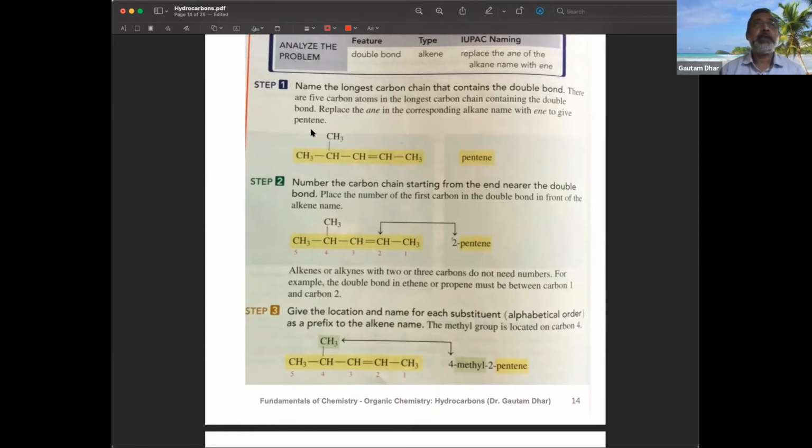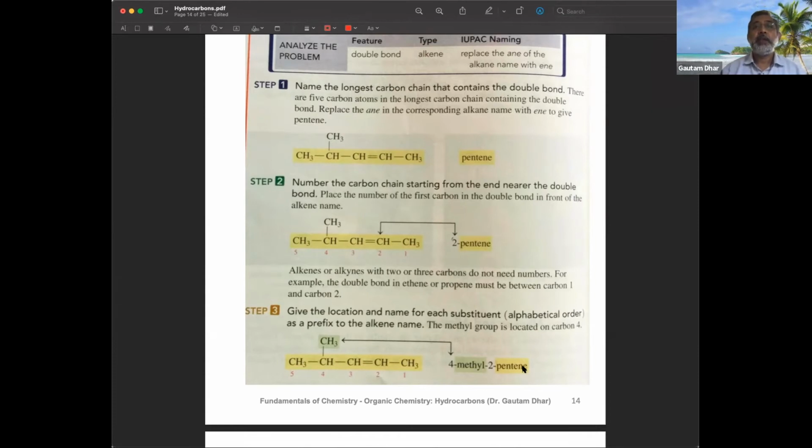Now there's a substitution at CH3, where 1, 2, 3, 4. So 4-methyl-2-pentene. Now oftentimes you might also see this number being brought in between, just before the ene. So you break up this word pentene as pent-2-ene. So that's quite acceptable. Not only acceptable, but it is preferred when you have very large molecules.